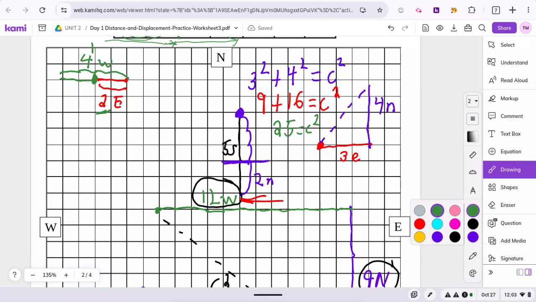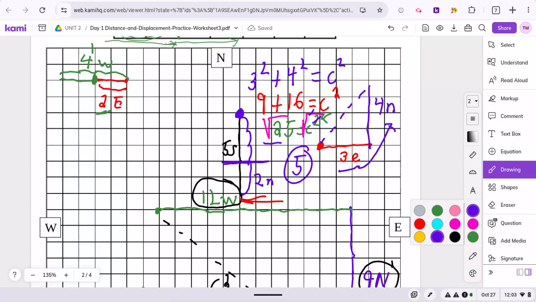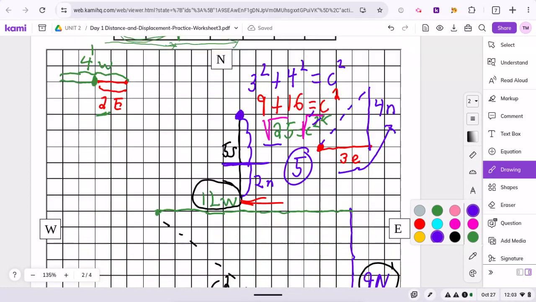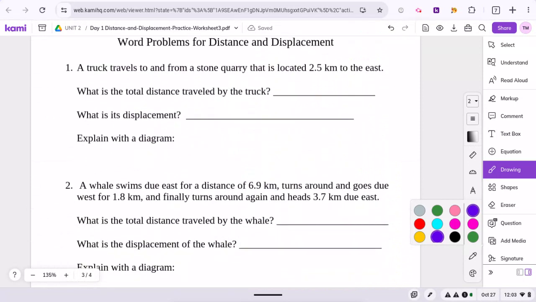And then once again, to get rid of that square, you need to do the square root. The square root and the square cancel each other, and the square root of 25 is 5. So that would be 5 meters northeast. Okay, so you'll finish the rest of those.